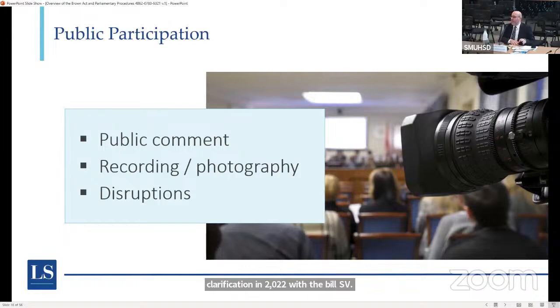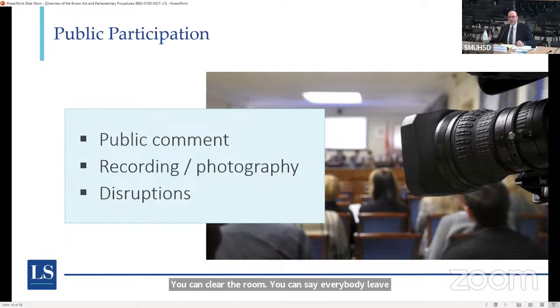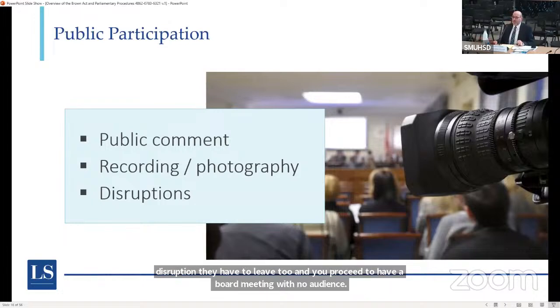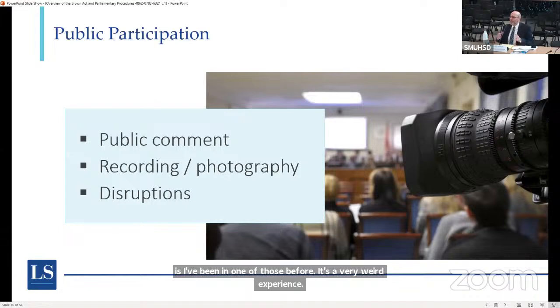What the law had said and still says in the Brown Act before that is if somebody is causing a disruption to the extent that you're not able to continue the meeting, they're chanting, they're not allowing you to go, they're refusing to leave the microphone after 3 minutes, whatever else it is, you can clear the room. You can say everybody leave other than the media. And if the media is causing the disruption, they have to leave too. And you proceed to have a board meeting with no audience, which I've been in one of those before. It's a very weird experience. It's like playing football in an empty stadium.